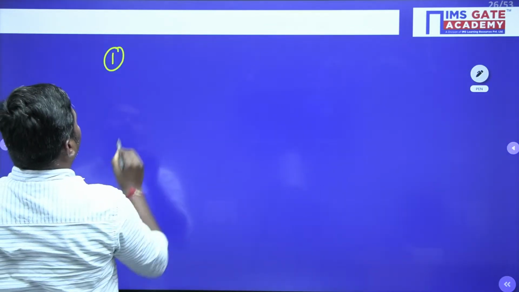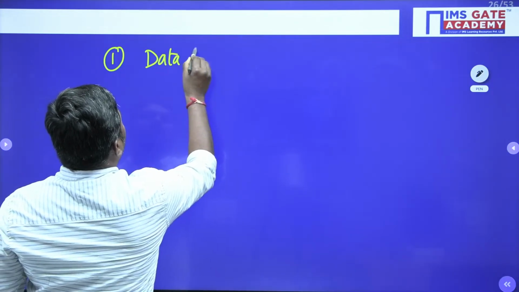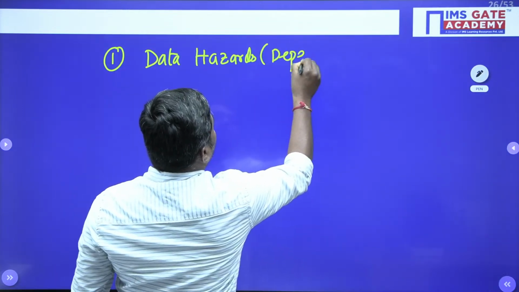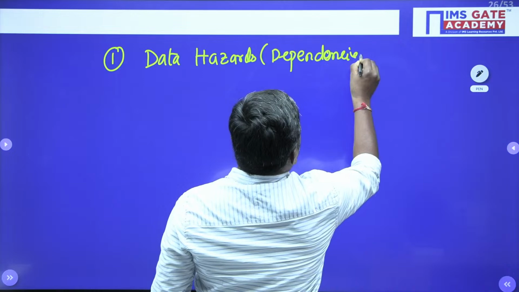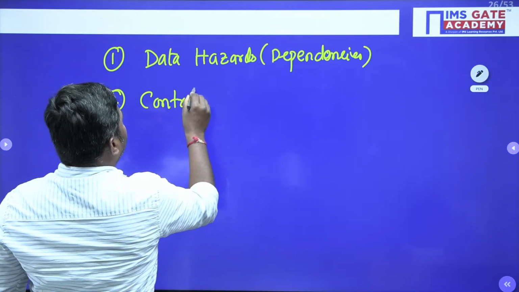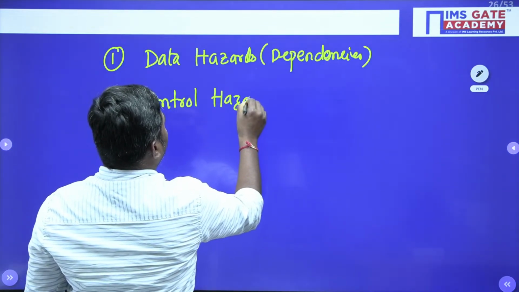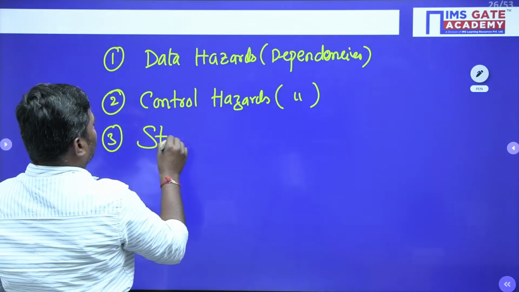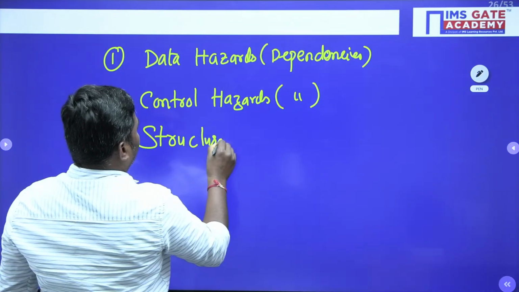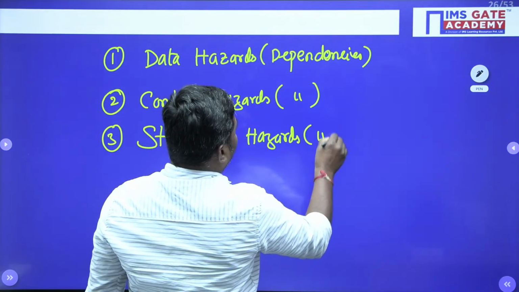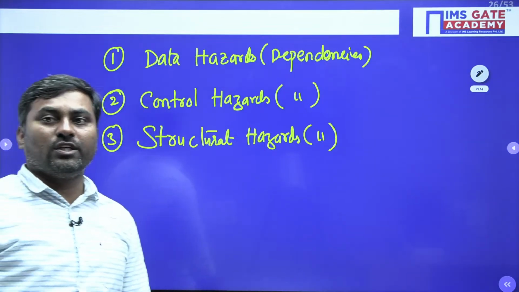There are 3 types of hazards or dependency. We have the data hazard; data hazards are data dependencies. The second one is the control hazard. The third one is the structural hazard; structural hazards are structural dependencies. So there are 3 types of hazards we have.